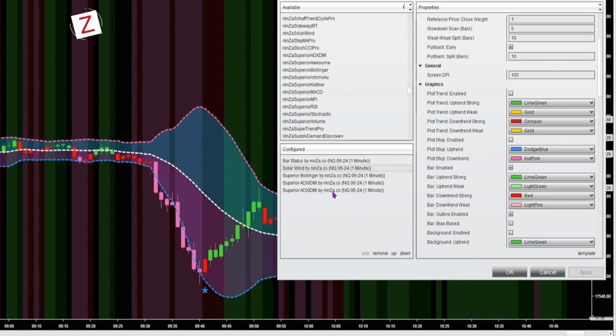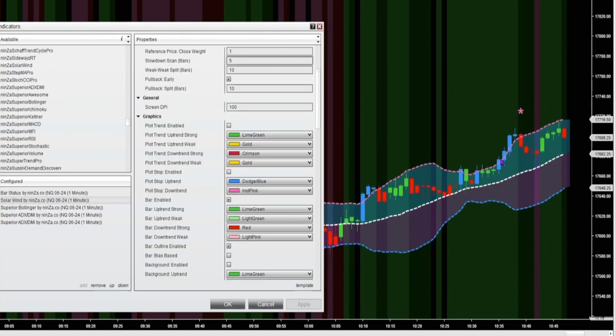And then the other indicator that I have on here is the solar wind, which is just painting the candle colors red and green, except when we're breaking out of the Bollinger Bands. Then the Bollinger Band takes over and prints the candles pink or blue if we're breaking above.